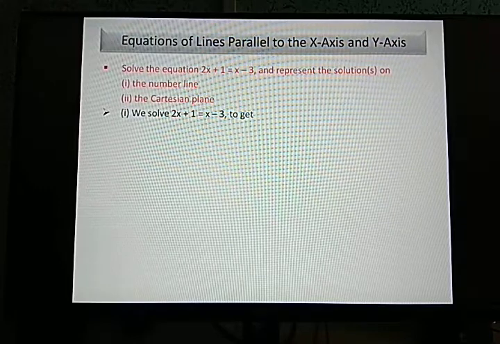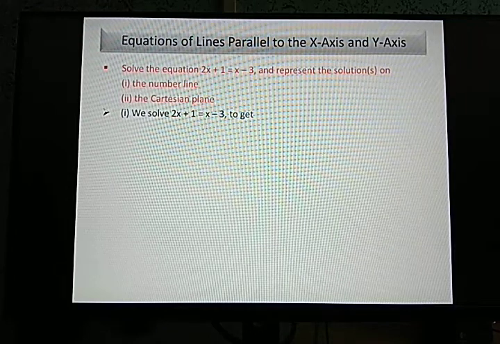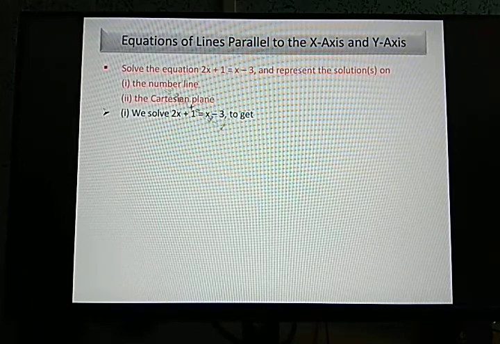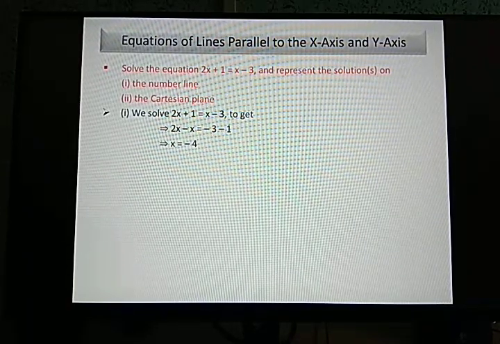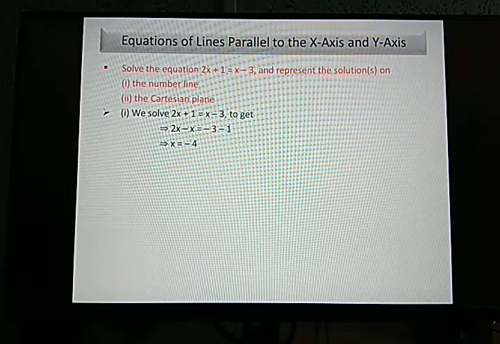So we have to solve for x here. If we have to find for one variable, or if you have to plot it on the number line, we have to solve for x or solve for y, whichever variable is given to us. So here x variable is given to us, so we'll solve for x. Now if you solve for x, we get x is equal to -4. So this is the required value of x that we get.